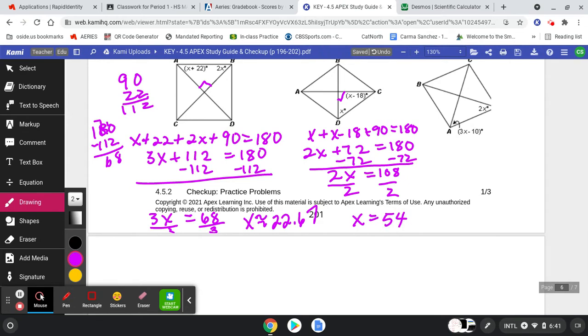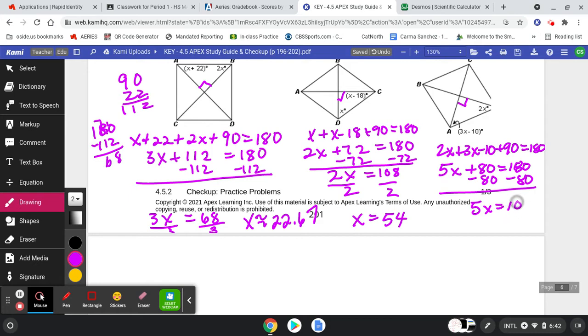Okay, last, we again know that this interior angle is perpendicular, so that's 90. So we can say that 2x plus 3x minus 10 plus 90 equals 180. Let's rewrite that where you can see it better. 2x plus 3x minus 10 plus 90 equals 180. So this is a total of 5x's plus 80. We subtract 80 from both sides, and therefore x is going to be equal to 20.